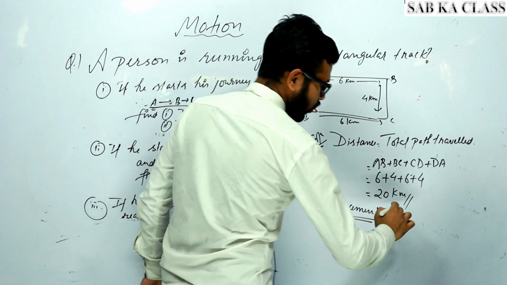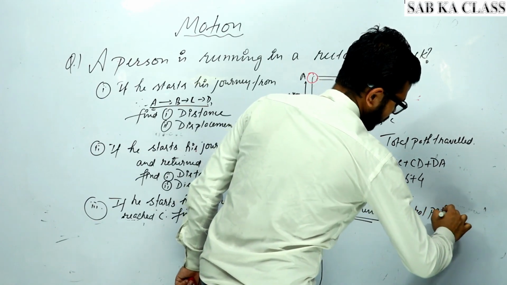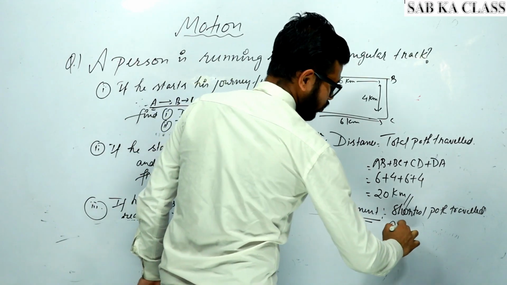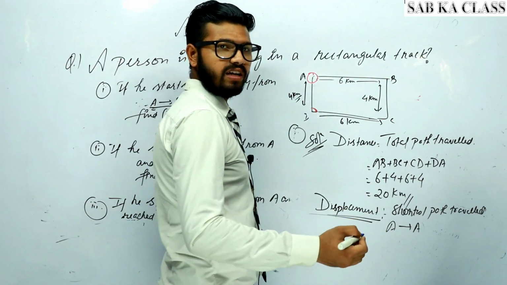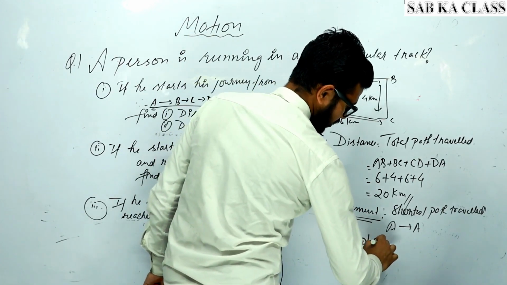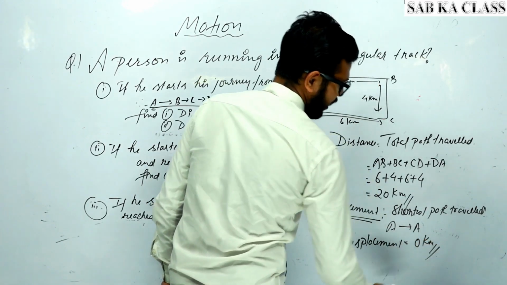Displacement is what? The shortest path travel. That is what? From A to A. That is equal to what? Initial position is equal to final position. In this case, the displacement is equal to what? The displacement is equal to 0 kilometer. I hope you got it.